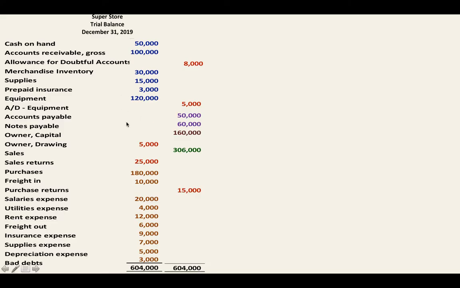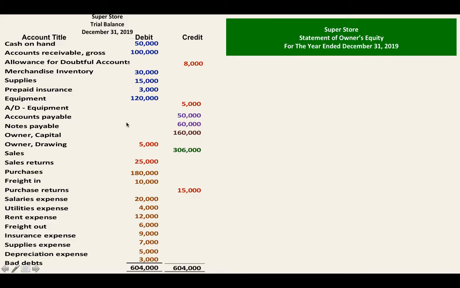So this is our trial balance again. And the next thing that we're going to prepare is the statement of owner's equity. Actually, itong statement of owner's equity, pwede na natin siyang i-present sa statement of financial position dahil simple lang naman siya. However, wala kasi tayong space sa PowerPoint natin sa statement of financial position. So, I decided to prepare a statement of owner's equity.